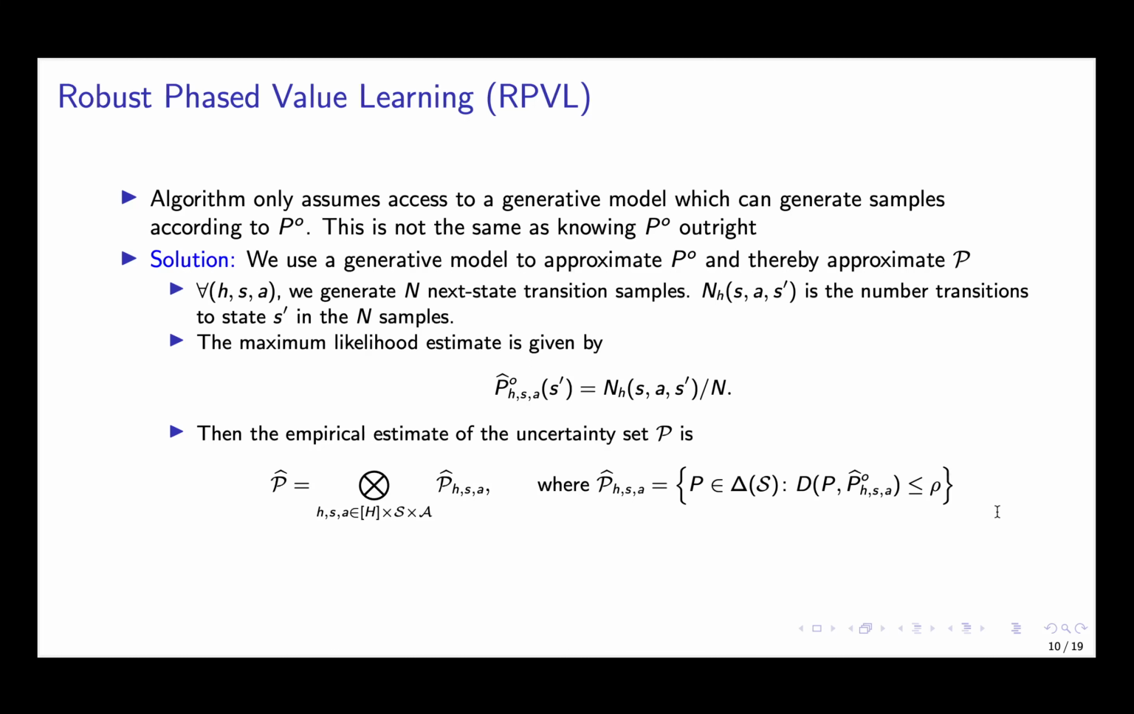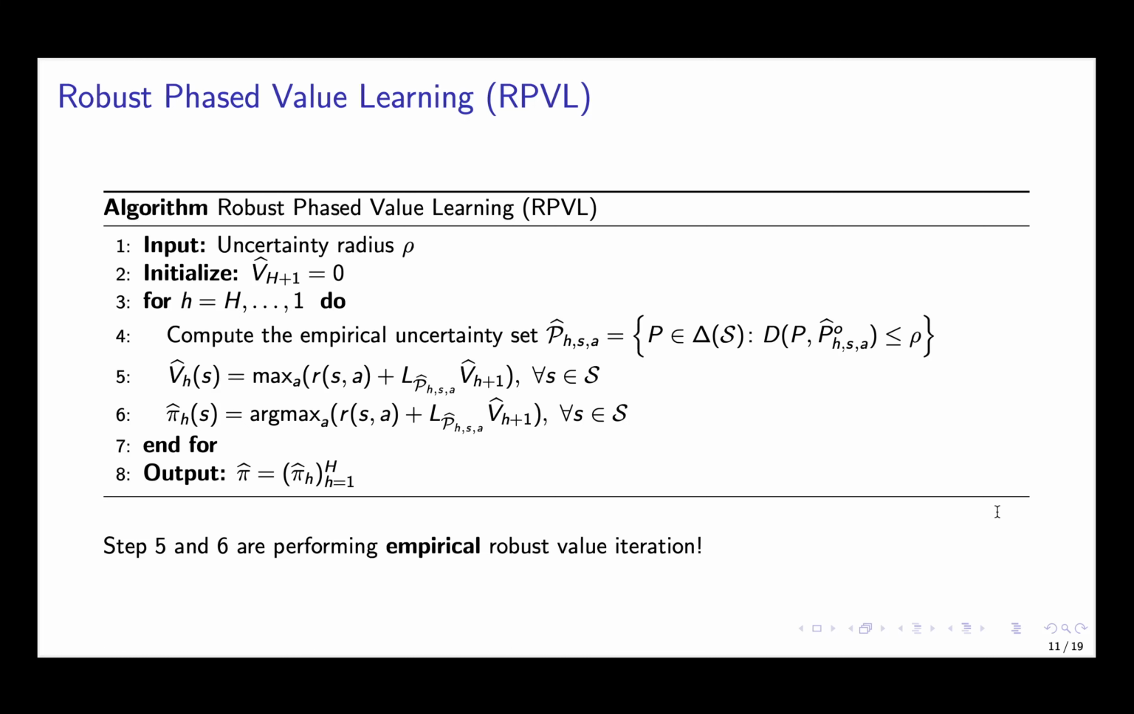The solution is we use a generative model to approximate the P naught and then construct the P hat, which in turn approximates the uncertainty set P itself. In particular, for all h, s, a triples, we generate n next state transition samples. N_h(s, a, s') is the number of transitions to state s' in the n samples. Then we have the MLE estimate given by simply the sample average. And the construction of the empirical uncertainty set is straightforward. Here is a pseudocode which summarizes the idea. Note that steps 5 and 6 are performing the empirical robust value iteration.